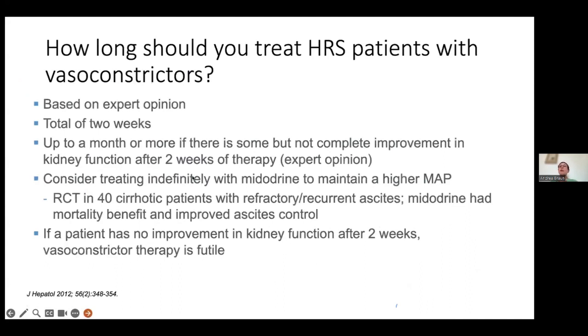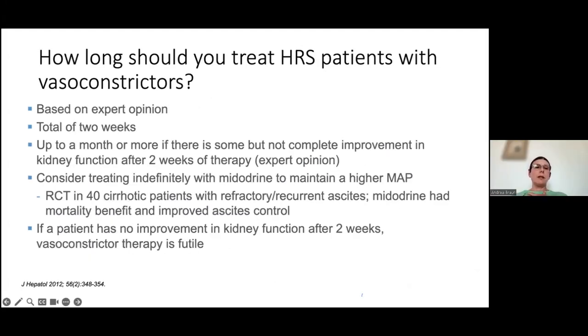How long should you treat HRS patients with vasoconstrictors? It's basically expert opinion. We usually give them a trial. I don't think we give them a trial of 2 weeks in the ICU, but with norepinephrine at least, a few days, and if they don't get better and if they're not liver transplant candidates, then you probably have to call palliative care.